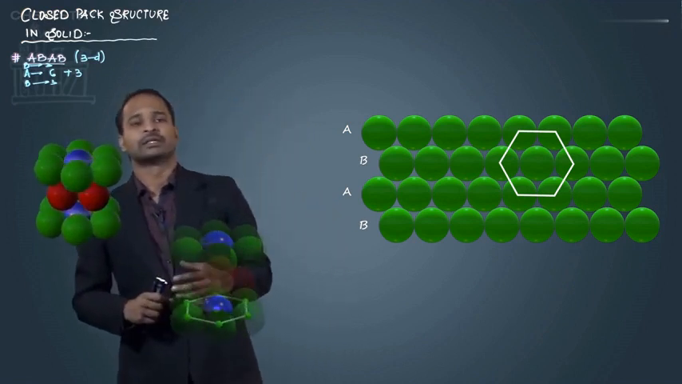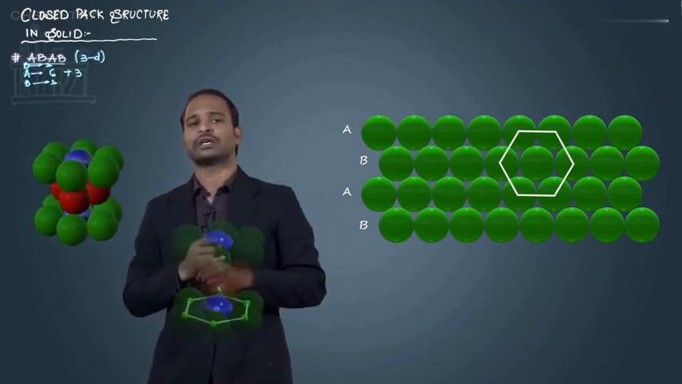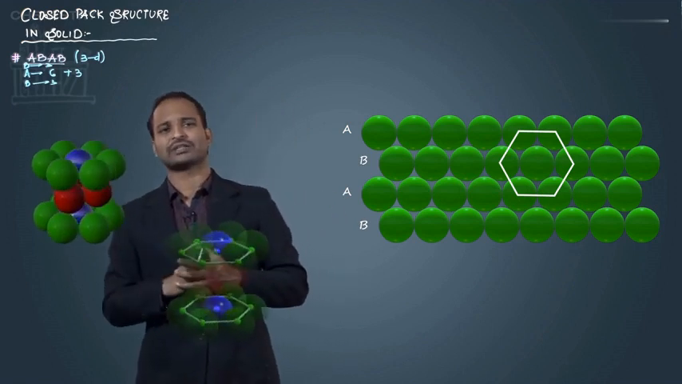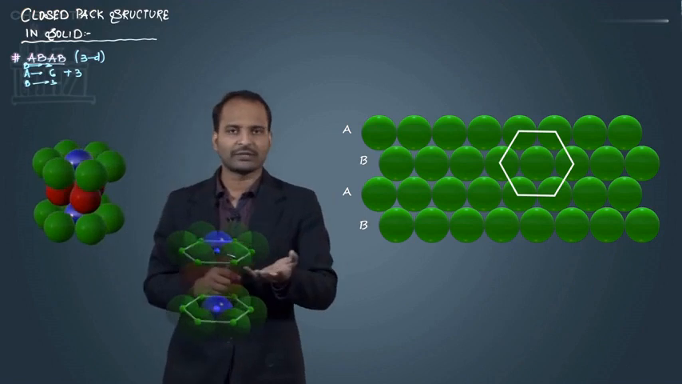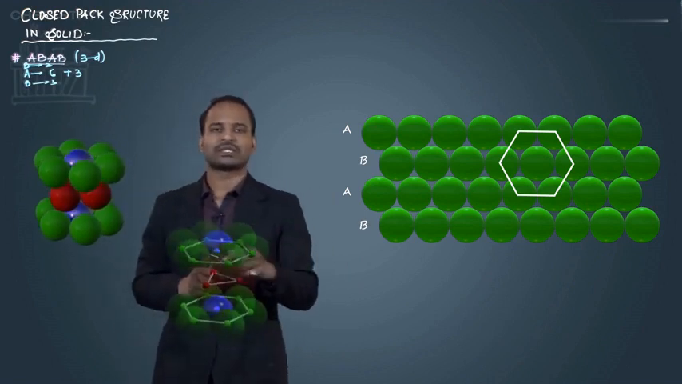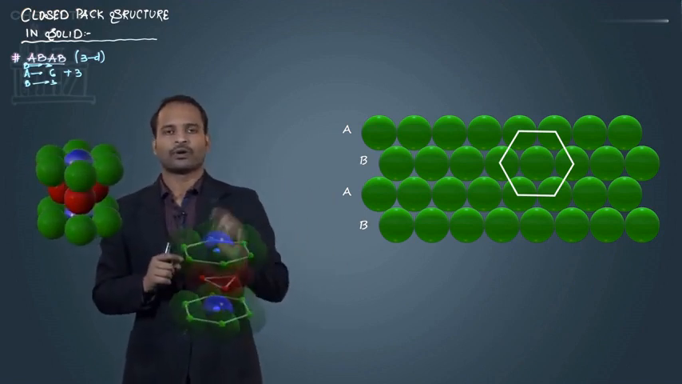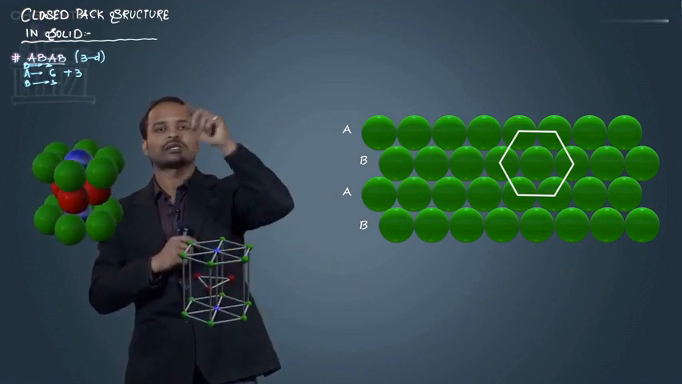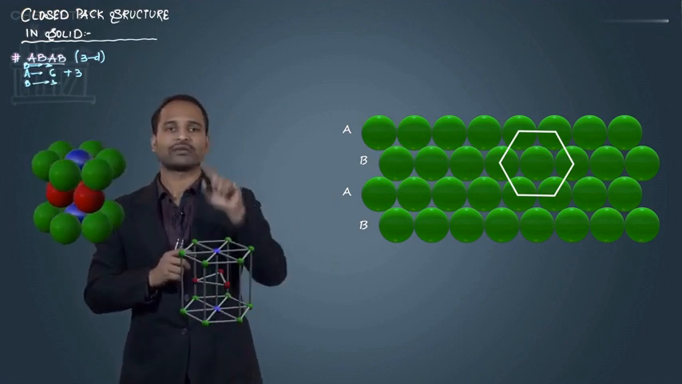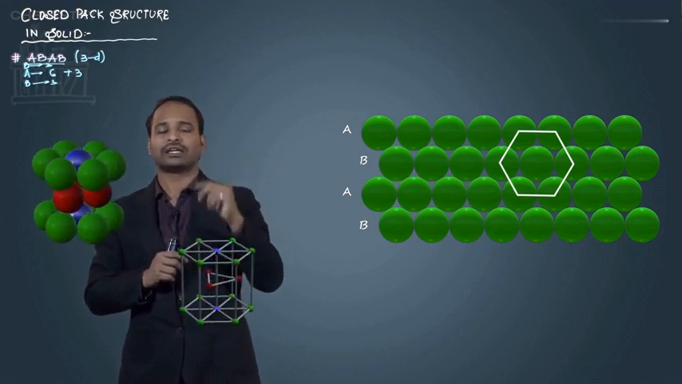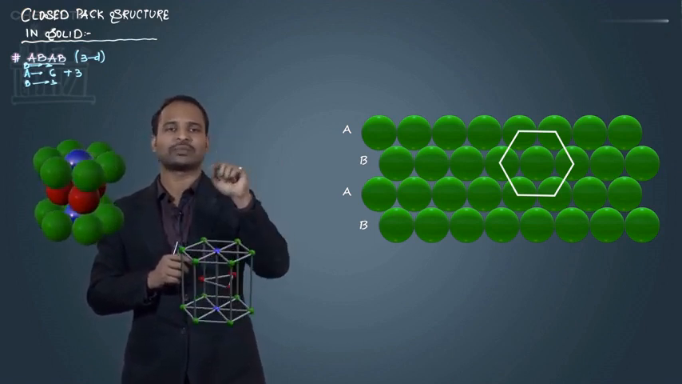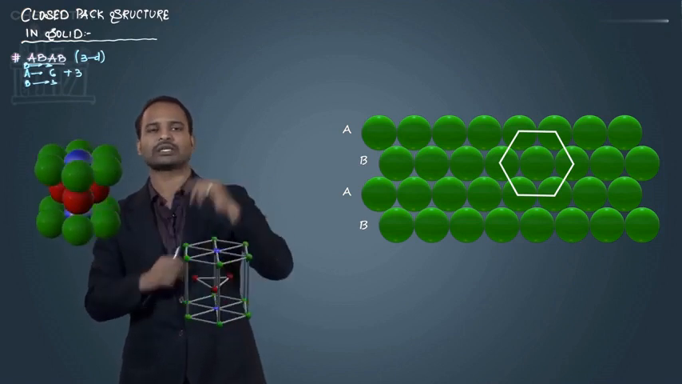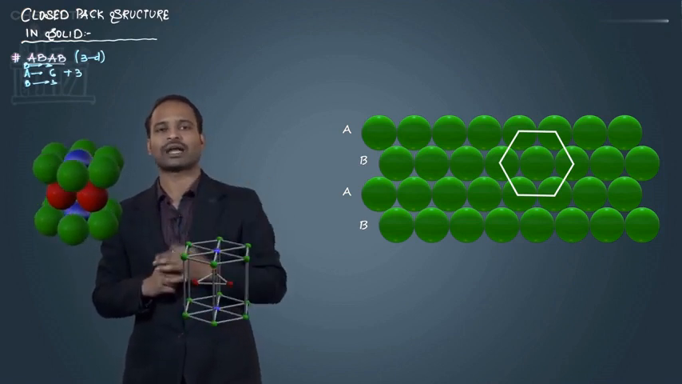Let's see. When we join the centers of the spheres from the first layer, in this animation you can see that on joining the centers we get a hexagon. Then I consider the third layer. When I join the centers of the third layer, again I get a hexagon, and in between these two A layers there is a B layer, that is, 3 spheres are present between these two A layers. That means they make a triangular shape.